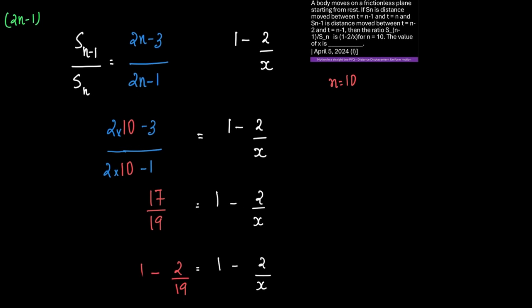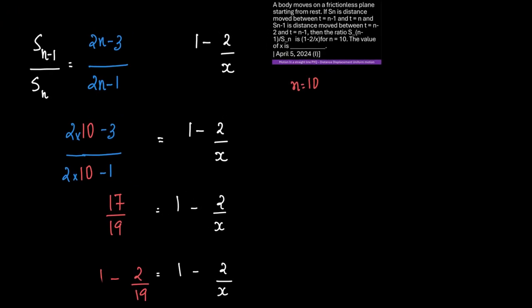And now if we apply the given condition here, Sn minus 1 by Sn will be 2n minus 3 by 2n minus 1. And as we discussed, we have n is equal to 10. What we get is x equal to 19. Okay, I hope that makes sense.